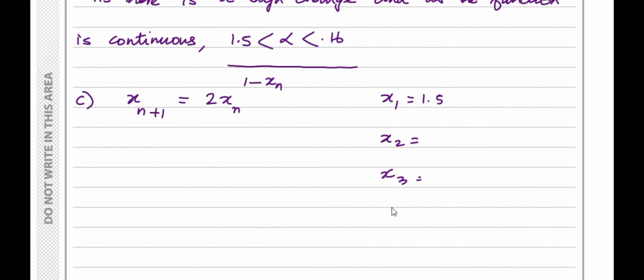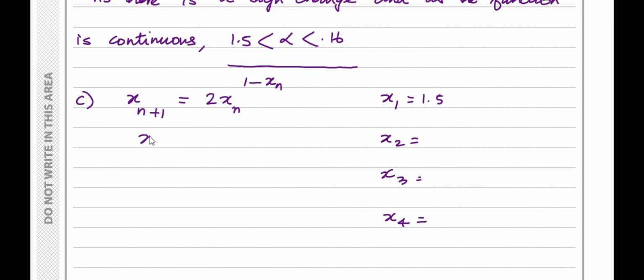So the iteration formula is x_{n+1} equals 2x_n to the power of 1 minus x_n. Given that x1 equals 1.5, we need to find x2, x3 and x4. We can use the answer function in the calculator.